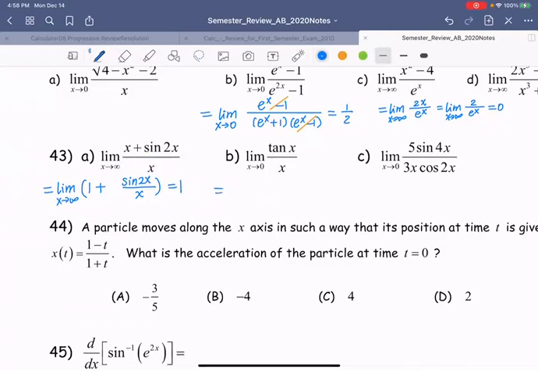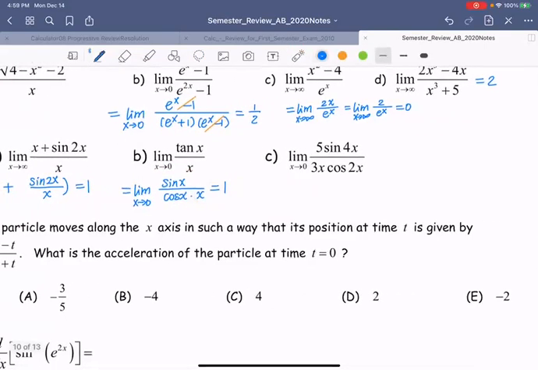This guy, limit. That's sine x, right? Over cosine x, and then x, you know? How much is this? Zero. What? No, it's 1. This guy is 1. This guy is 1. So that's 1, right? Yes. Okay, very good. Last one.